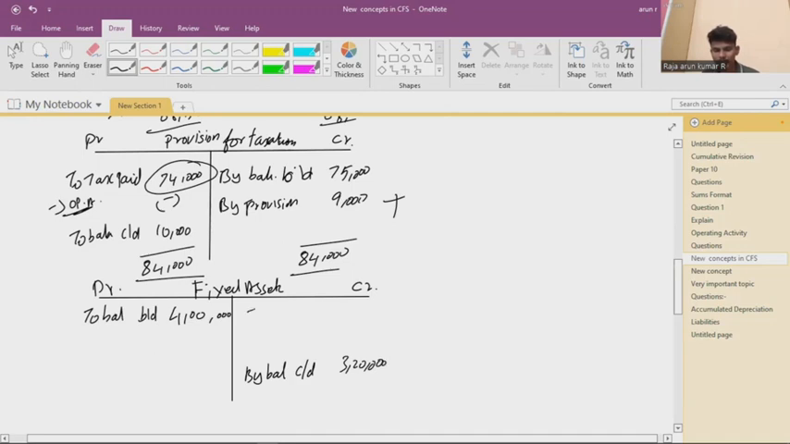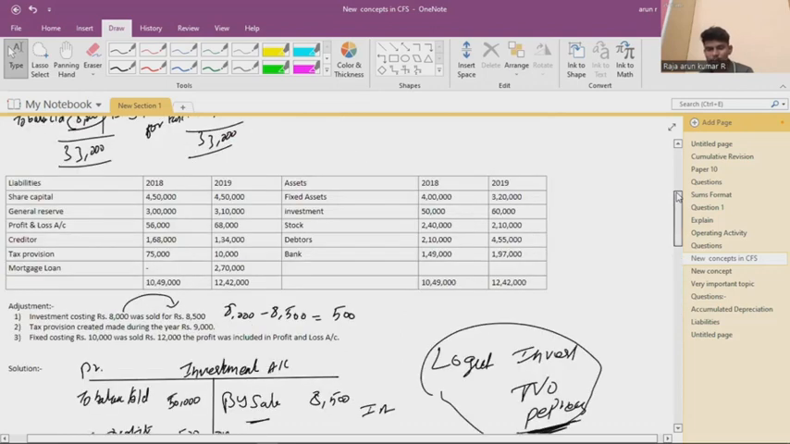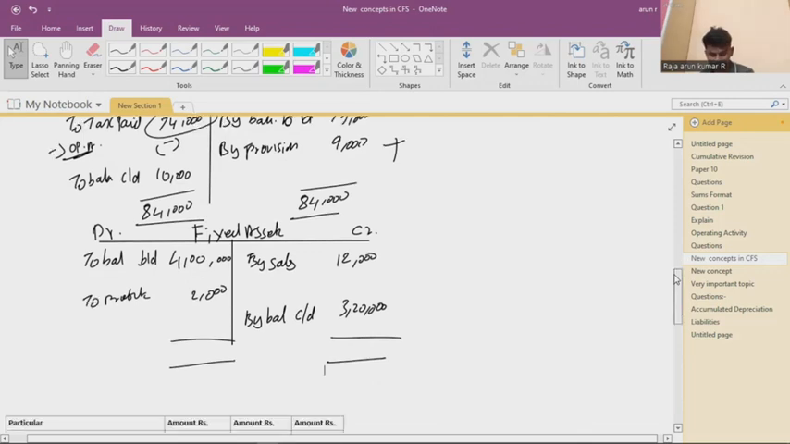Then by sales 12,000. Then the profit is 2,000. I think it will be the correct amount. 4 lakh 3,20,000. Here there is a decrease in fixed asset. The total is 4,02,000 on the debit side. The credit side will be reduced as the decrease, and the difference will become the decrease. The credit side will be decreased.